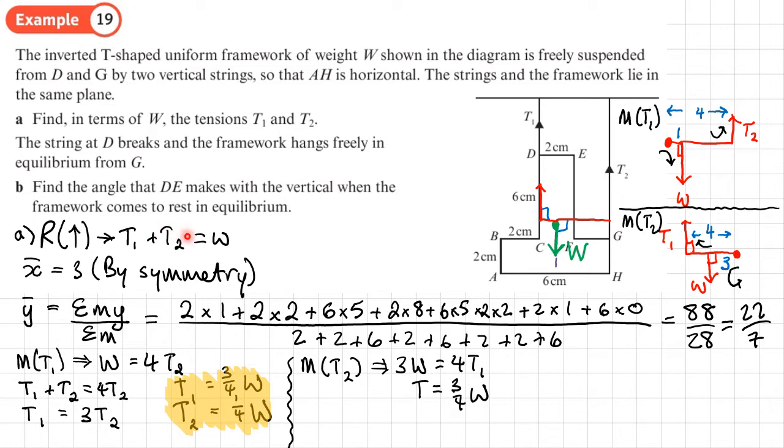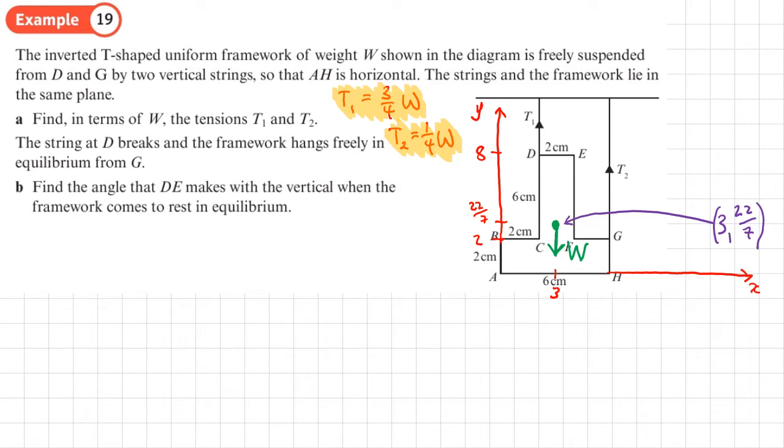I can then use this equation here, since I know what T1 is. So T1 is going to be 3/4 W. So T2 will equal W minus T1, or W minus 3/4 W, which gives me T2 equals 1/4 W. So you can see whichever place you take moments from, you'll get exactly the same answers, but it's best just to pick the place that's going to be the easiest for you. Okay, let's now move on to part B.